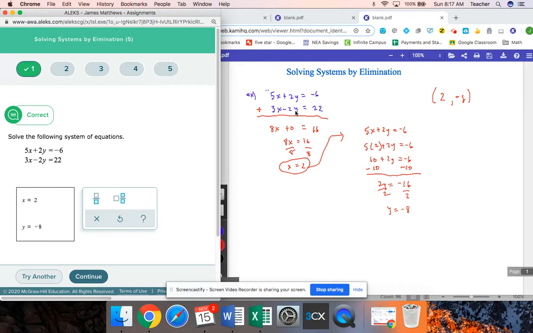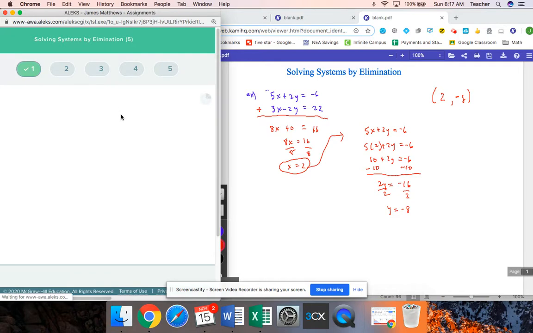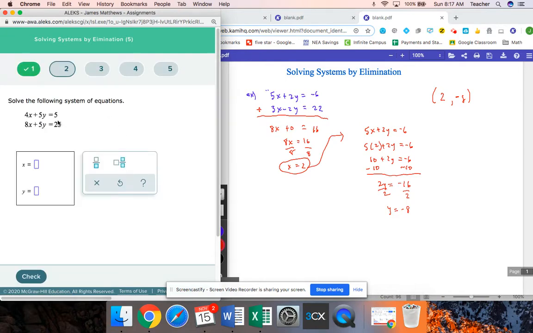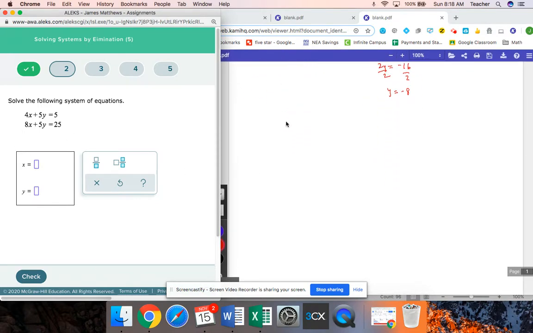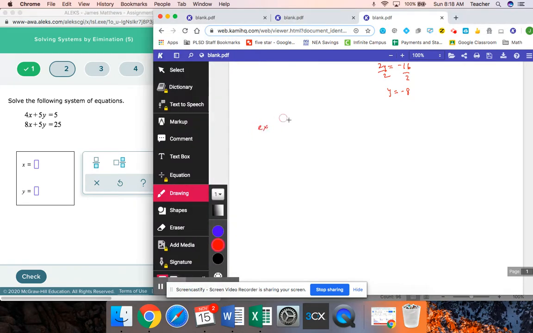Now let me mention that in more extreme cases, you can multiply first, but we'll not have to worry about that right now. Let me take a look at another one and point out what you would do to eliminate. Notice that I have a 5y and a 5y, and both of them are positive. Well, if I added them like I did over here, I would say 5y plus 5y. That's 10y. That doesn't eliminate anything. So instead, I would subtract. I'll do that very quickly on here without doing the whole process. I will say 4x plus 5y is equal to 5, and then 8x plus 5y is equal to 25.